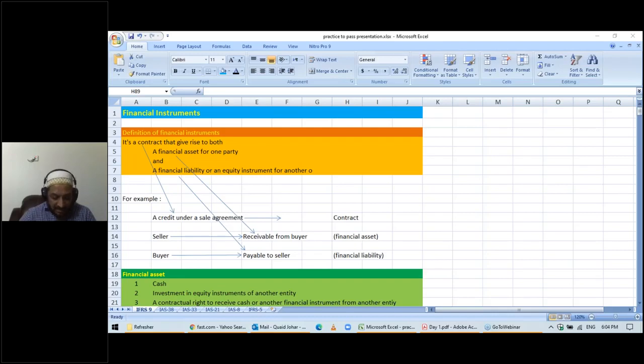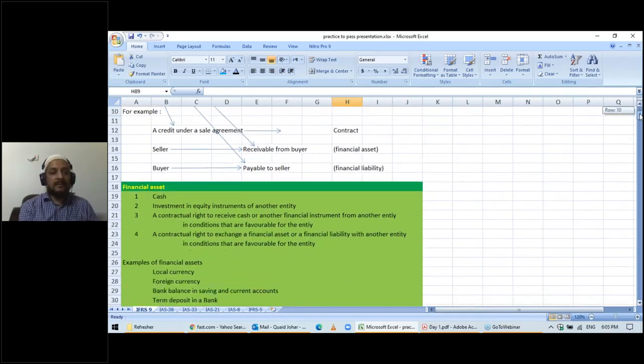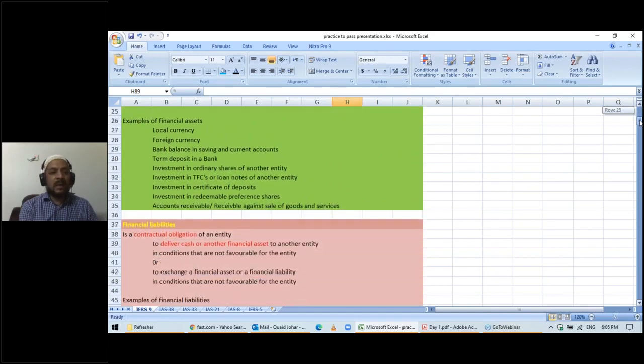So let's start today's session with IFRS 9, and you must be seeing the screen, and on the screen you are seeing that financial instruments is the heading on an Excel sheet. So this Excel sheet includes a briefing about the standard or the topic we are covering in the beginning. So you must be seeing some colored blocks.